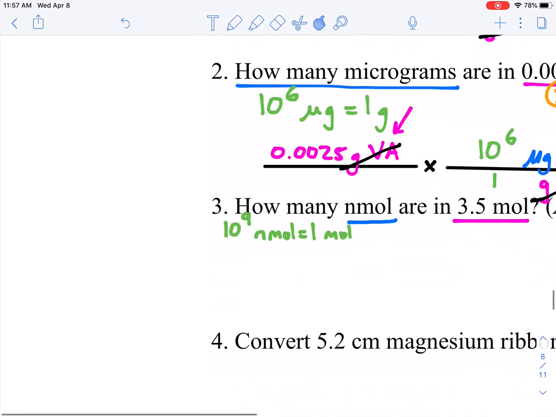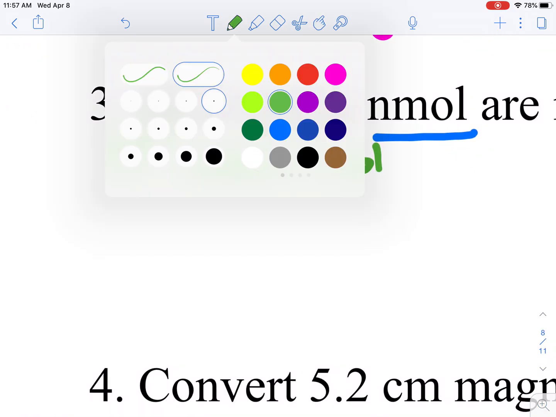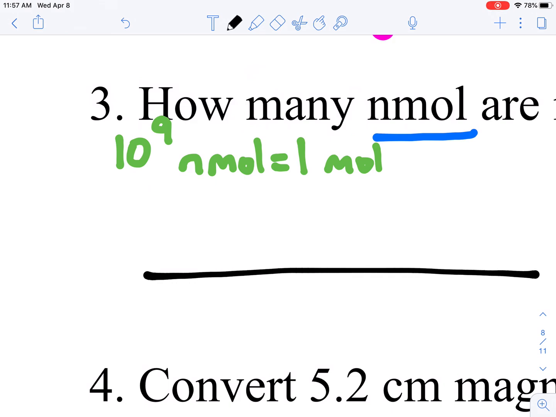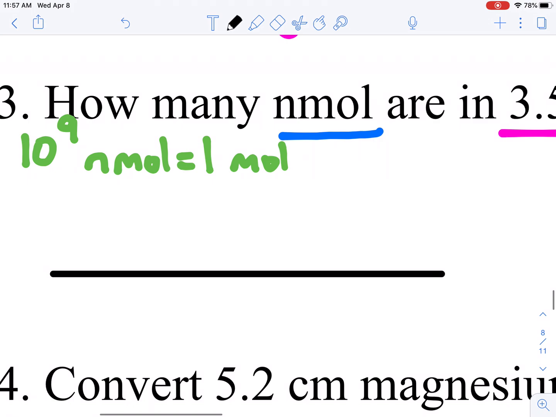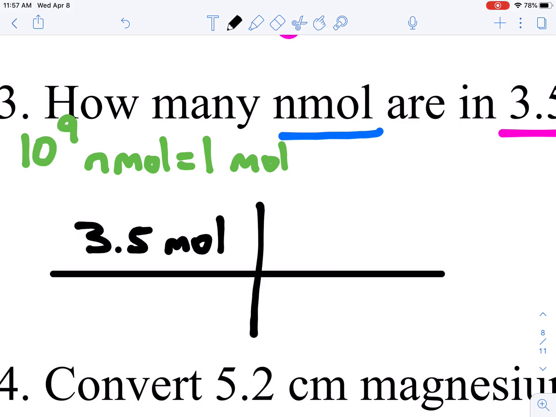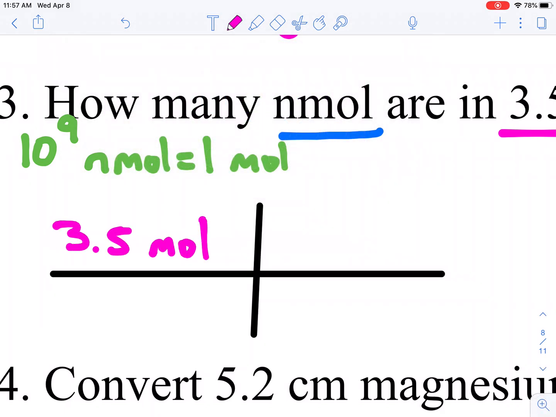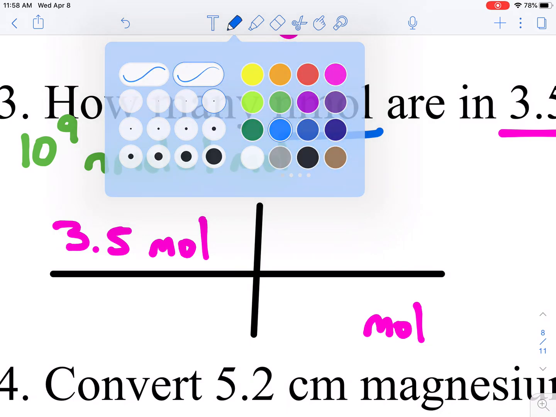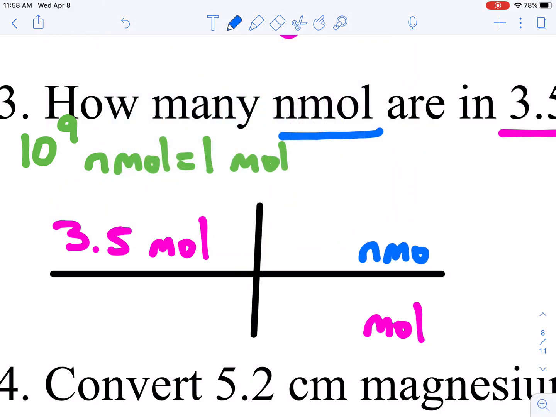Let's start with what we know, 3.5 moles. I'm going to go back to the other method of writing out fractions, so we'll do it this way with a long line. Let me make that pink just to stay in line with what we've been doing so far. So this is our starting value, 3.5 moles. We know right off the bat that moles must go on the bottom. Why? Because we have to cancel it out. What are we trying to get to on top? Nanomoles, n mole. What numbers are we going to put there? Fortunately, we have this conversion factor in green. We know that there are 10 to the 9th nanomoles in 1 mole.